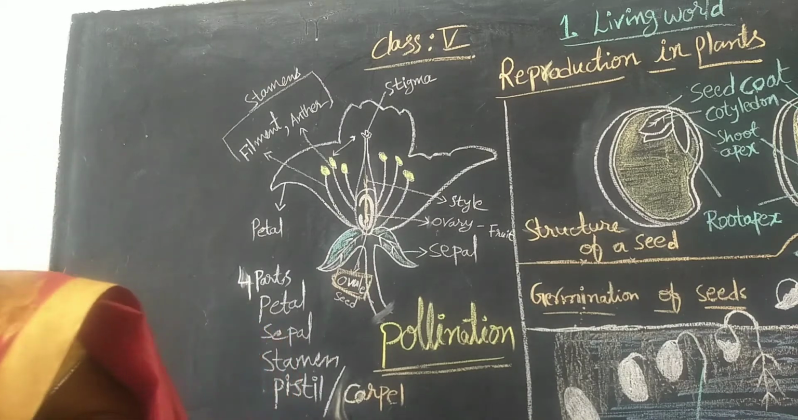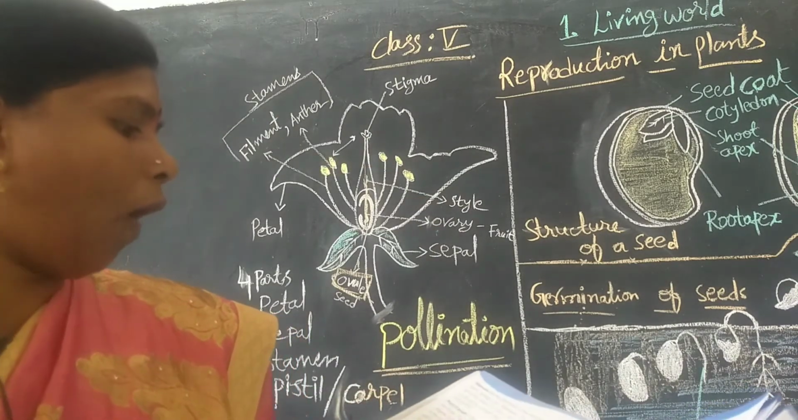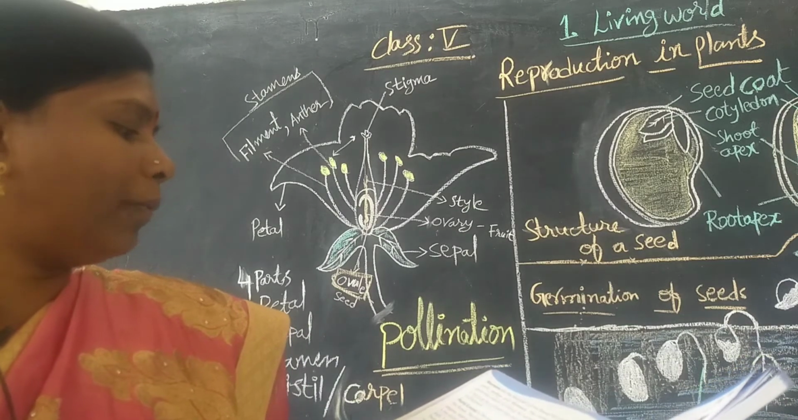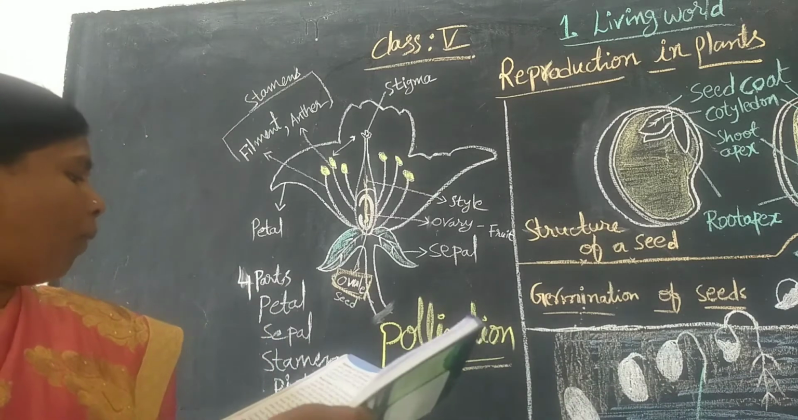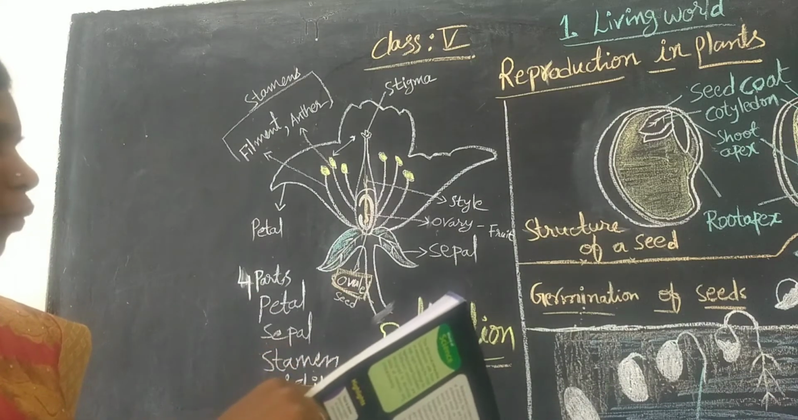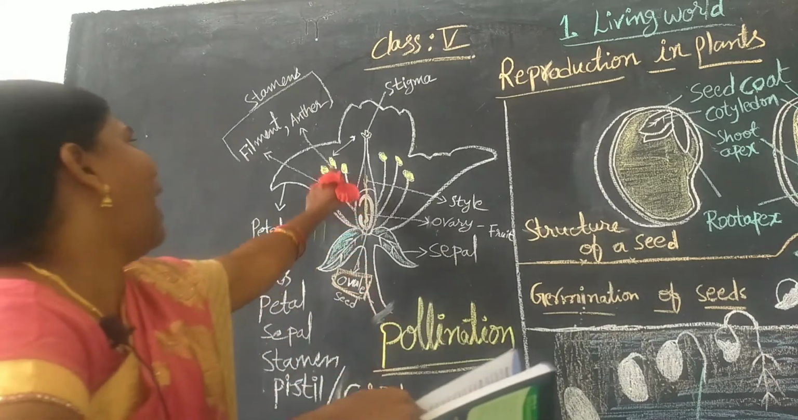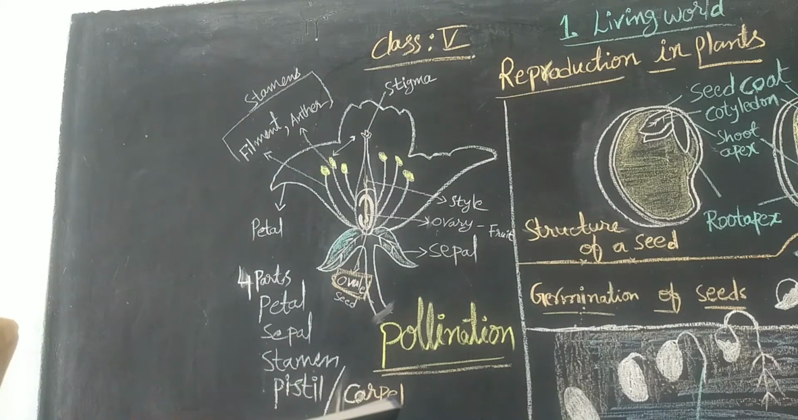Again I read what is pollination, the process. The pollen grains formed inside the anther move from the anther to the stigma. This process is called pollination.